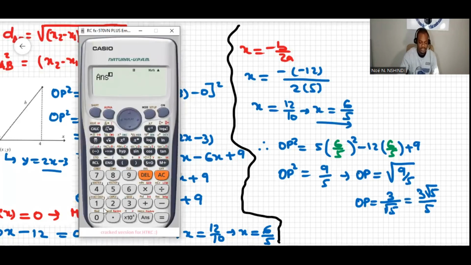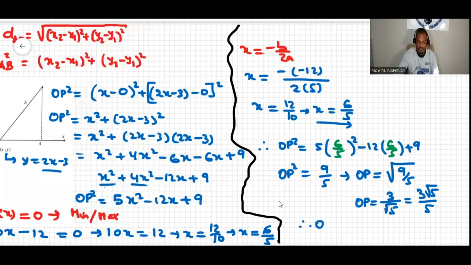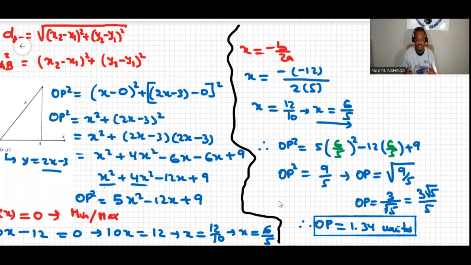If we want to find its numerical value, I can just take the answer to the power of a half, which means dividing by square root 2. It's the same thing. You see, if I press S-D, this is the same value, and this is equal to 1.34. So therefore OP is equal to 1.34 units, because it is a distance. There are different ways of solving the same problem.